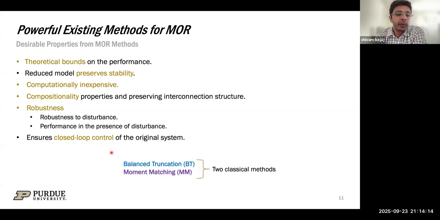Now recall that there are two classical methods, balanced truncation and moment matching, that exist out there. Out of these six properties, balanced truncation satisfies the first two properties, and moment matching satisfies the third property. I want to highlight here that I'm not claiming that these methods are bad because they only satisfy two or one property. In fact, I want to claim otherwise: even by satisfying these two properties or one property, these methods have been regarded very well in the literature, and I'm not claiming otherwise.